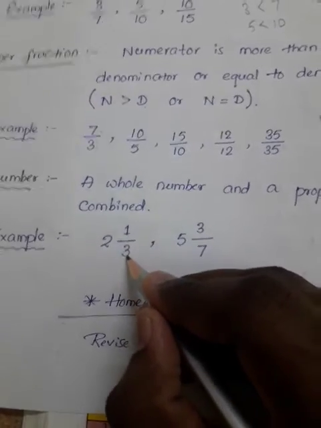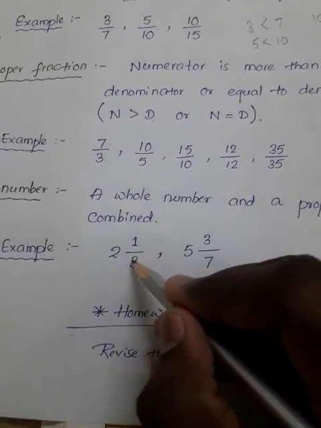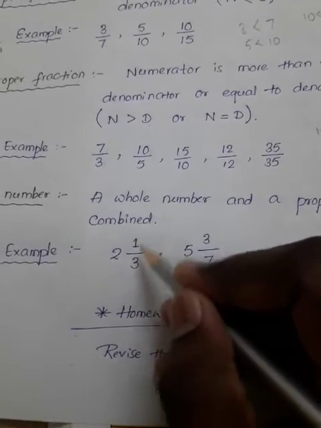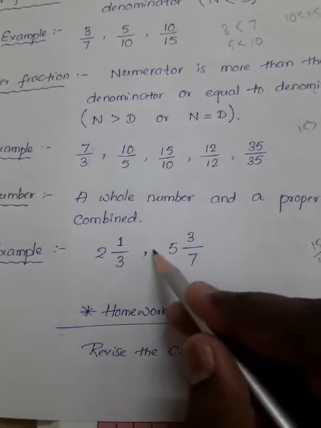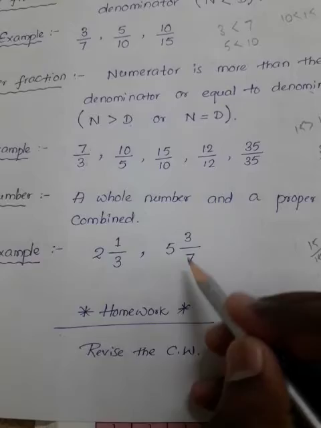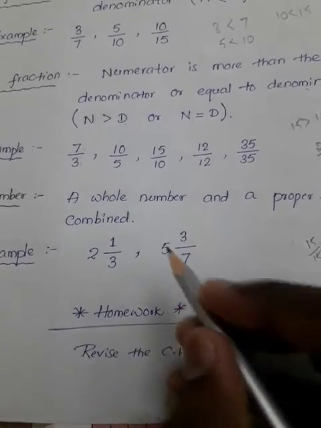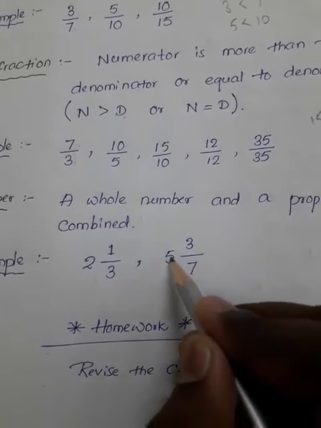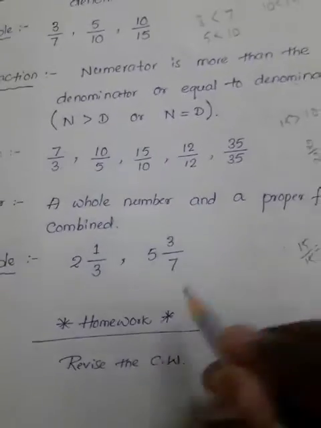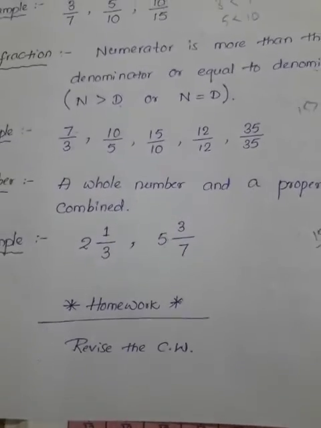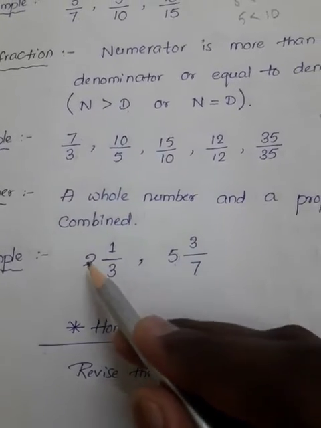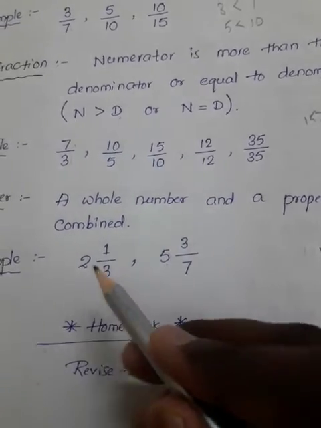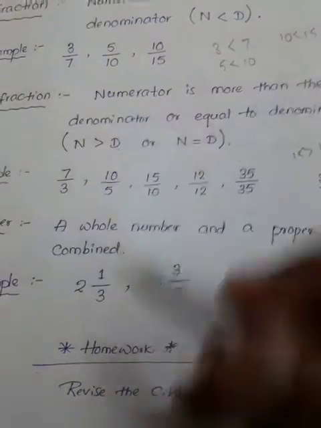Why? Because 1 out of 3 is possible. You have 3 chocolates and you want to eat 1 chocolate. So it is possible. So 2 and 1 over 3. And the next one is 5 and 3 over 7. So write 5 exactly, and next to it 3 out of 7 with a line in the middle. So it is a whole number and a proper fraction combined together. Again, one more time, a whole number and a proper fraction combined together is called a mixed number. It's not improper.